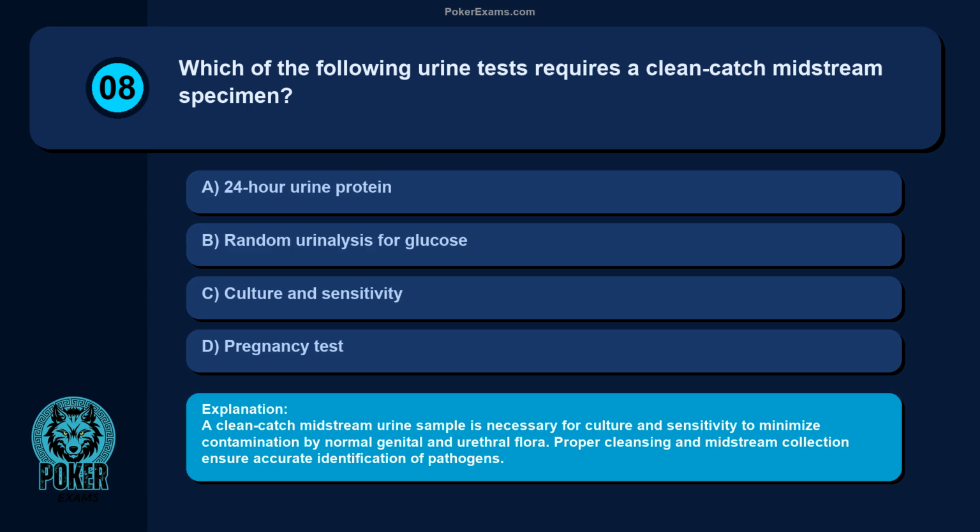A clean catch midstream urine sample is necessary for culture and sensitivity to minimize contamination by normal genital and urethral flora. Proper cleansing and midstream collection ensure accurate identification of pathogens.